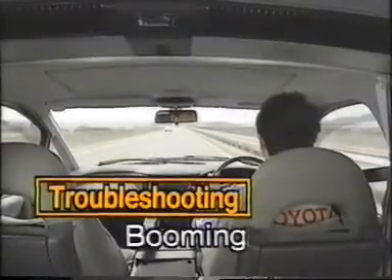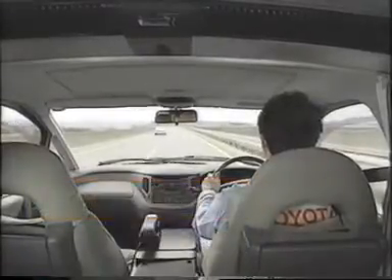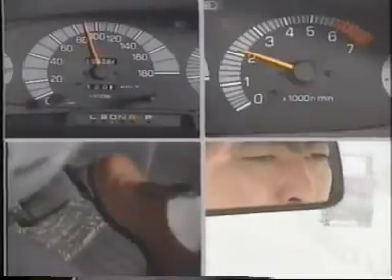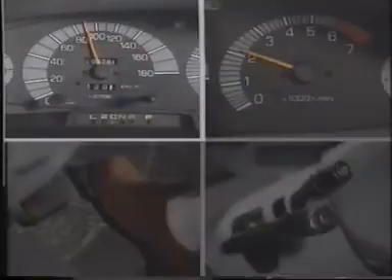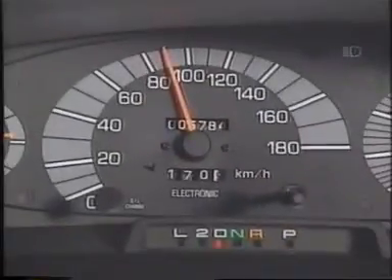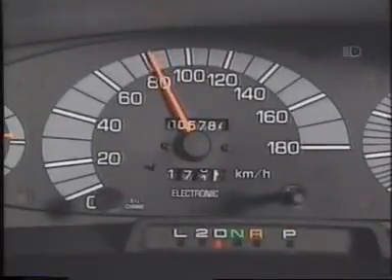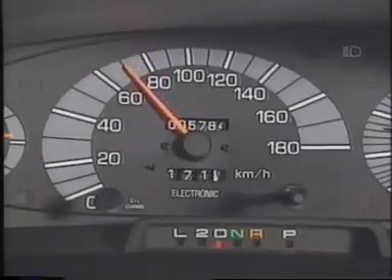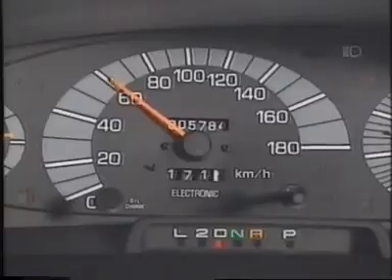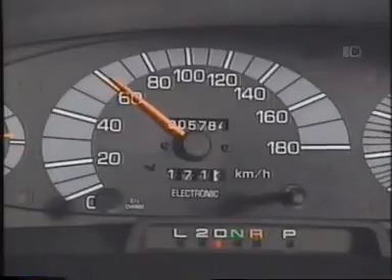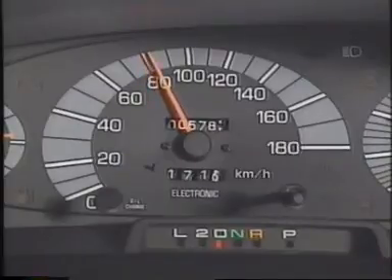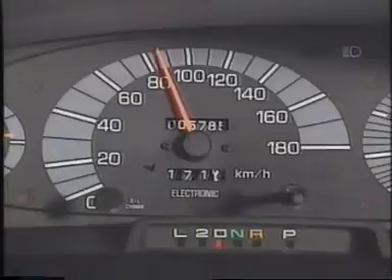The second case of troubleshooting that we will look at is booming, which is, as you will remember, a droning sound that is very unpleasant to the ear. The first step is test driving the vehicle as you did when troubleshooting body shake. As a result of the test drive, we find that only the vehicle speed is related to the noise. Also, we find that the noise is first heard at a speed of 80 kilometers per hour, and that it reaches its peak at a speed of 90 kilometers per hour.